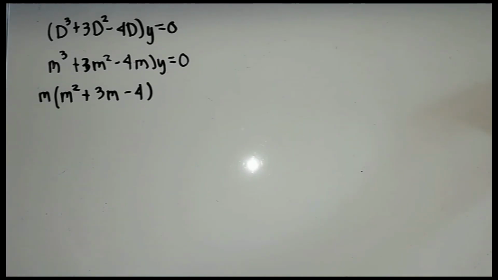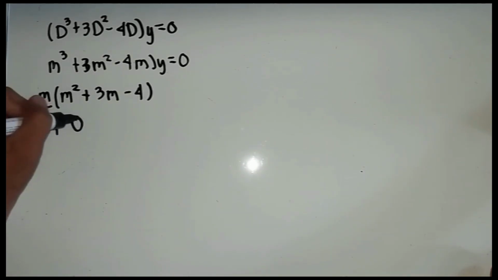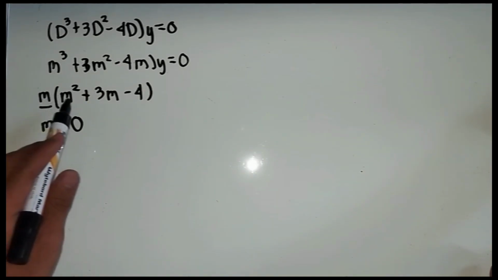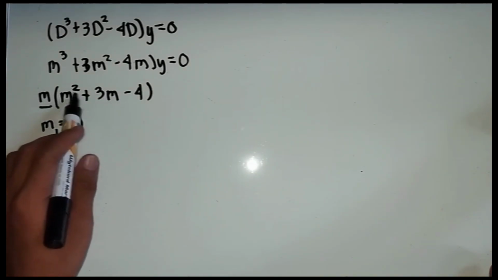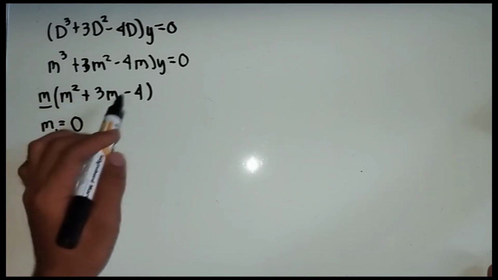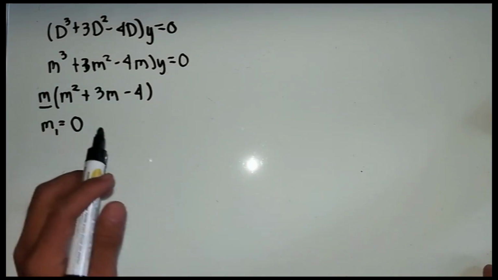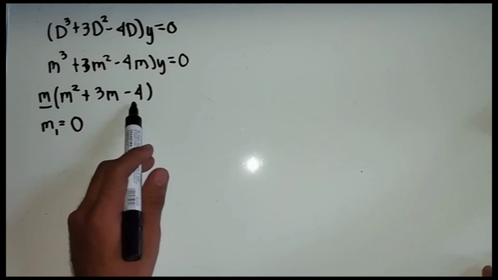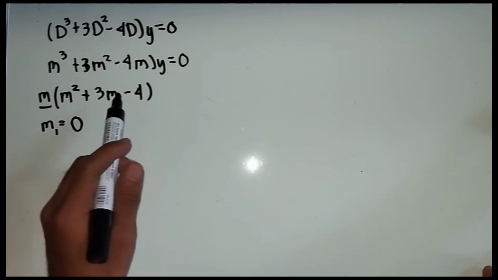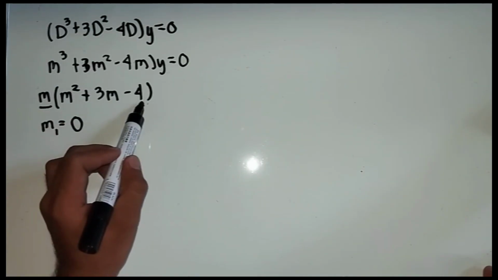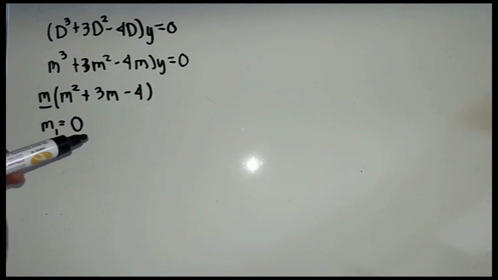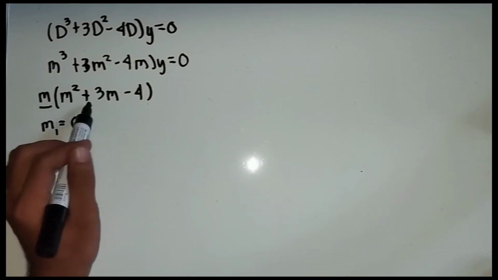Now we can get the roots. As you can observe, m is factored out, so our m sub 1 would be equal to 0. Now we can solve for the roots of this quadratic equation. We're going to find two numbers that when multiplied give negative 4, and when added give 3.